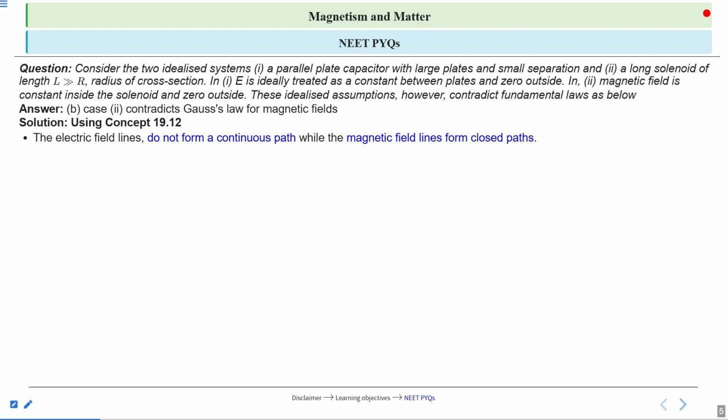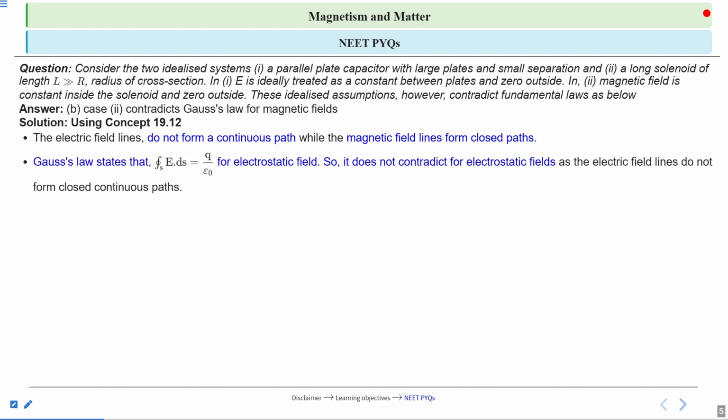We assume that there is only magnetic field inside the solenoid, but outside there is a zero value. But it is not true, because magnetic field lines form closed loops. Magnetic field is weak outside, but it always forms closed loops. If we assume that there is no magnetic field outside the solenoid, then it will contradict the Gauss law. Okay, so let's see.